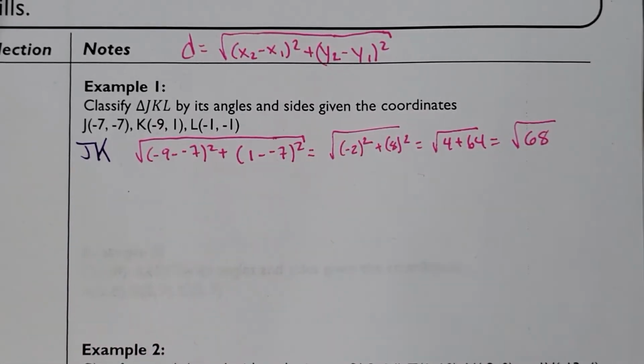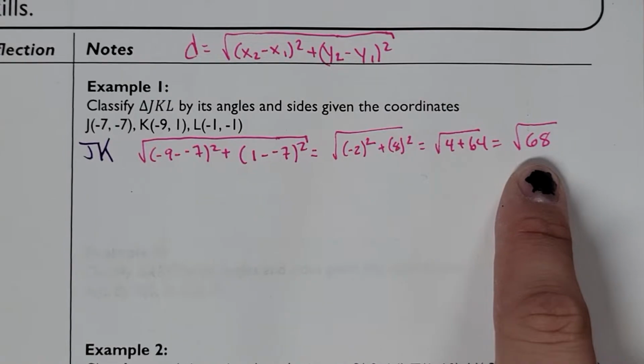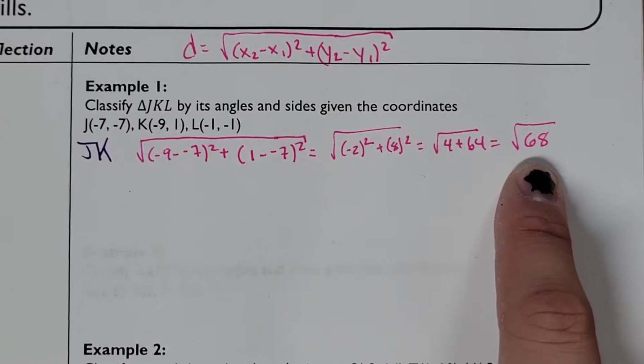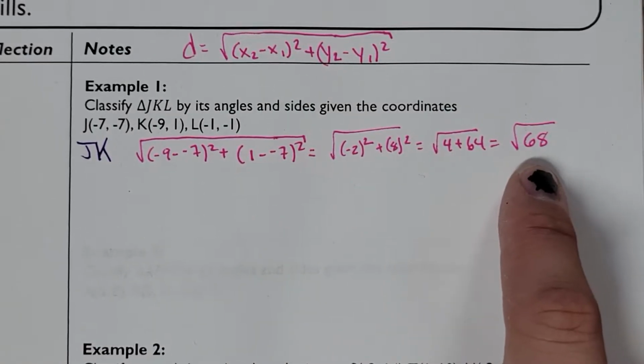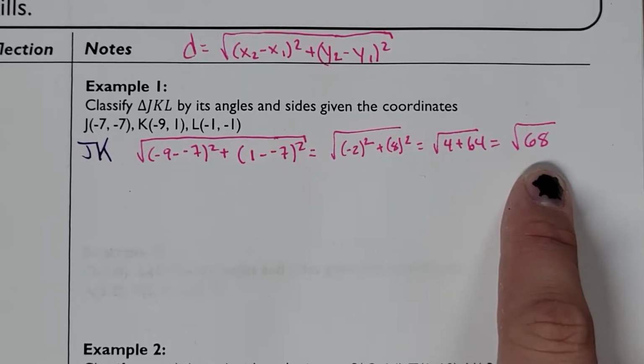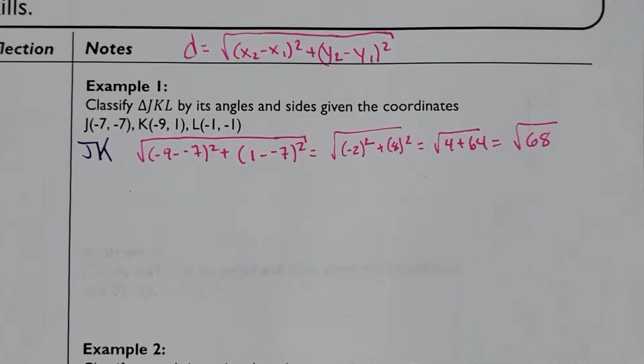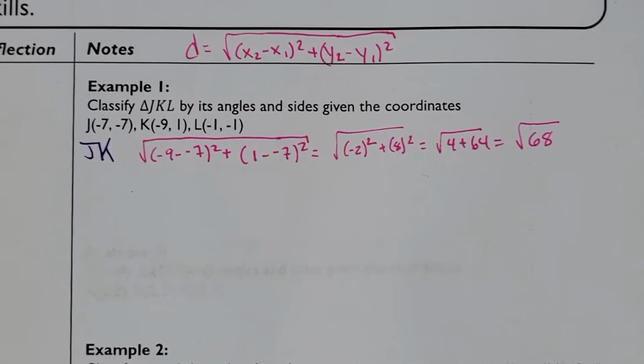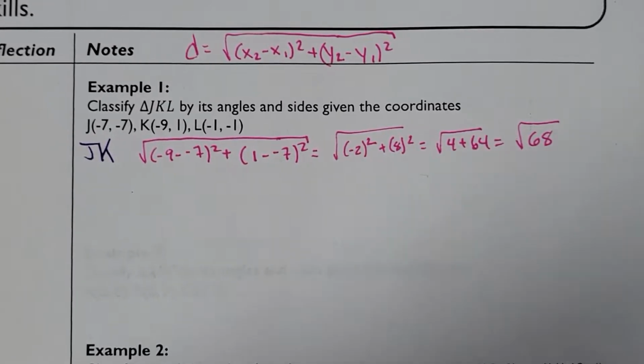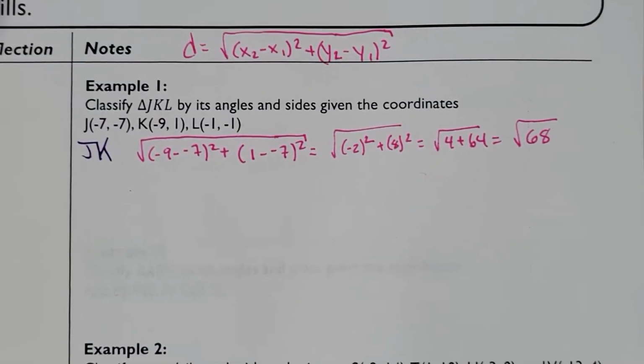So going on, we're going to keep doing this. Notice I didn't actually finish solving this. You could, and you'd get 8 point something, but there's no reason. That's good enough, and you're going to see why. When we compare that to everything else, we know that square root of 68 is going to be bigger than square root of 61, for example. So I don't really need to keep going. That is good enough for me to solve that problem.